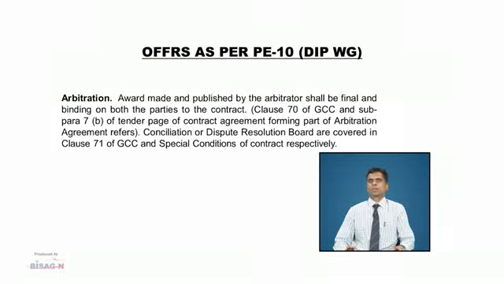Arbitration. Arbitration shall commence only after completion of the work as per condition 70 of general conditions of contract and subpara 7 of tender page of contract agreement, which contains the arbitration clause. The award made and published by the arbitrator shall be final and binding on both the parties to the contract. Conciliation and dispute resolution board aspects are also covered by clause 71 of general conditions of contract and special conditions of contract respectively.